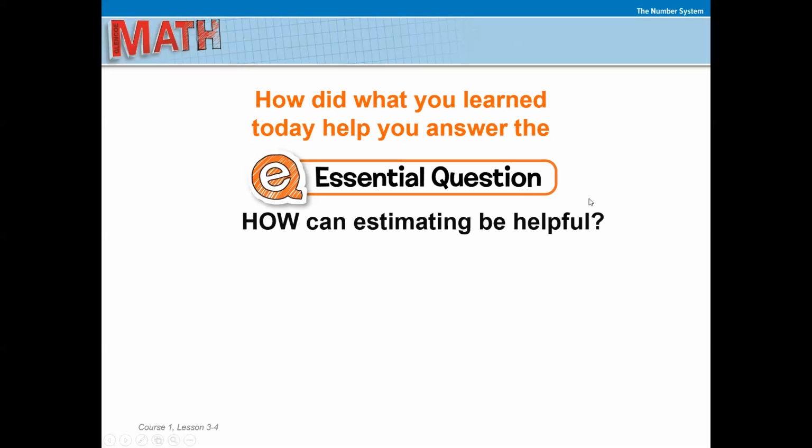How did what you learned today help you answer the essential question? How can estimating be helpful? A simple answer could be, estimating is helpful by rounding before multiplying decimals. It's easier to check for reasonableness.